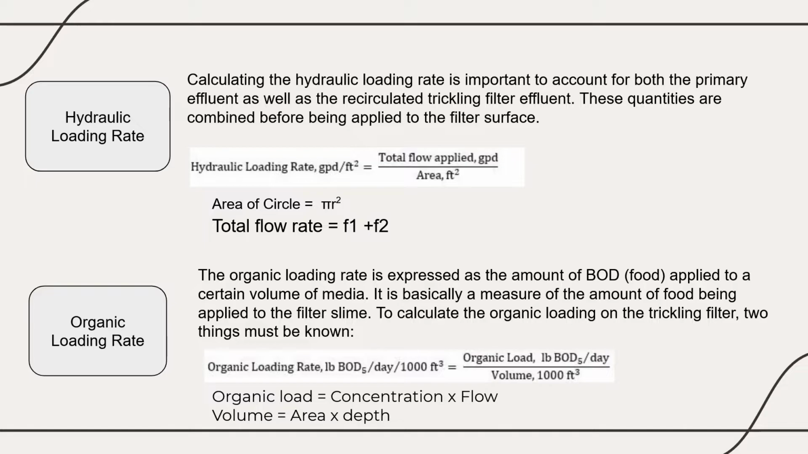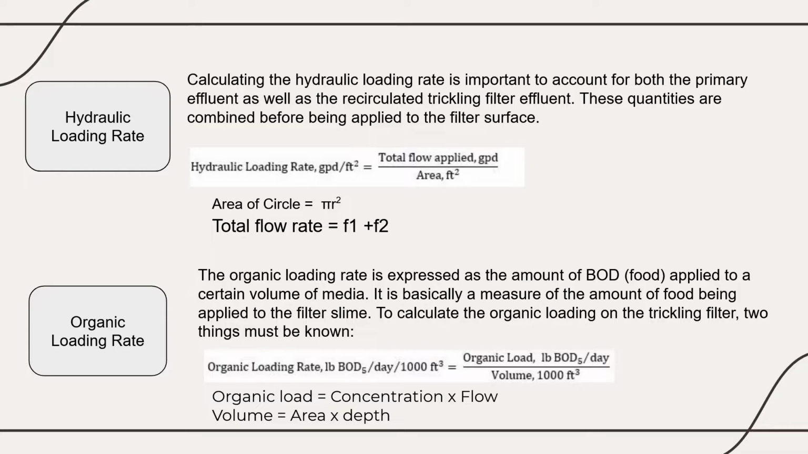So the formula is hydraulic loading rate, in this slide as GPD over feet square. GPD is gallon per day, equal to total flow applied in GPD divided by area in feet square. To find area, just use the area of a circle, which is equal to pi r squared, and the flow rate needs to be added, F1 plus F2. Dividing the total flow rate by area, we will get the hydraulic loading rate that is desired.